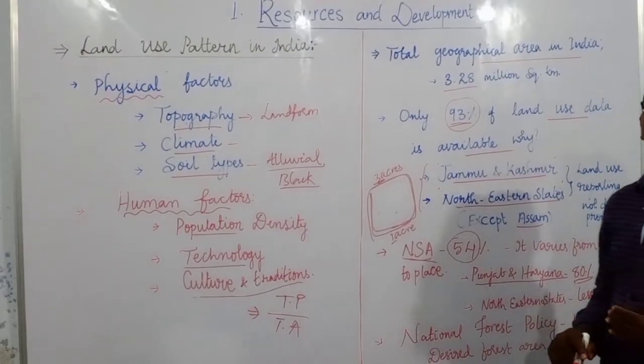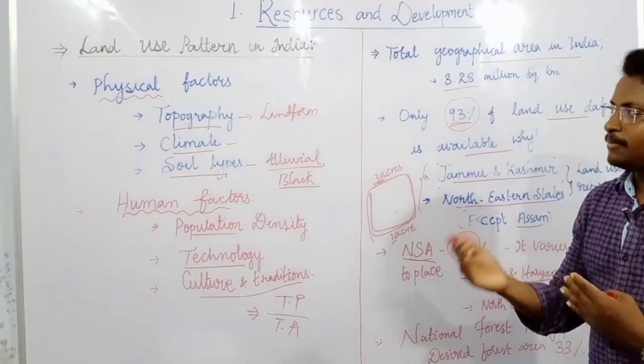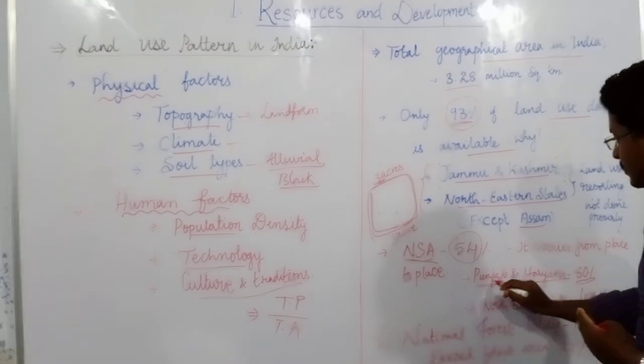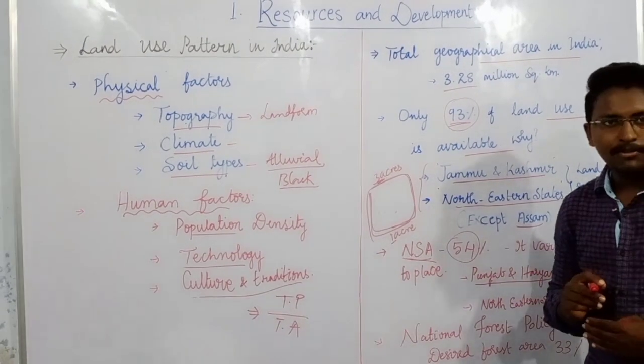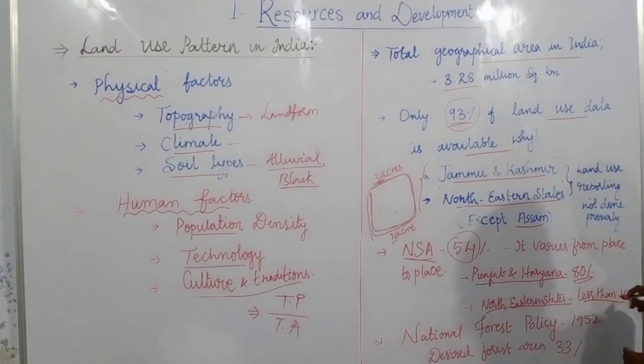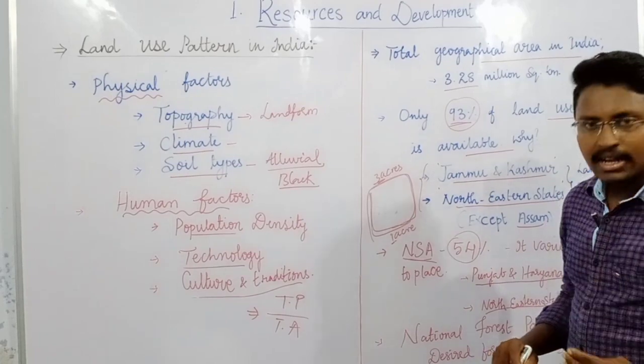The reasons you may guess: the land fertility, maybe the availability of water, or any of these factors which will determine the land usage in Punjab and Haryana. At the same time, if you take some other states like the northeastern states, the land usage or the net sown area is very less.